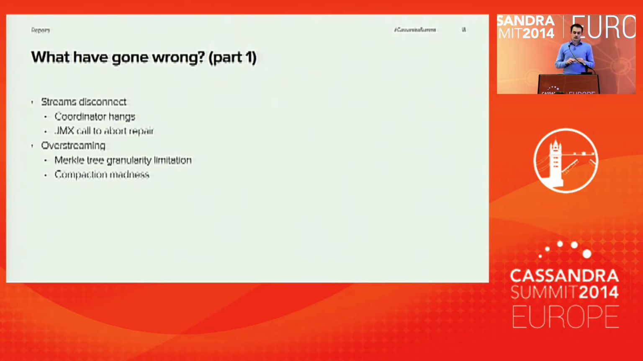So the solution was the introduction of sub-range repairs, introduced in Cassandra 1.1.11, which allows you to repair smaller parts of the cluster at a time. So instead of running nodetool repair -pr, you run nodetool repair and specify a small token range. The granularity becomes much more fine-grained, and you don't stream more than necessary.